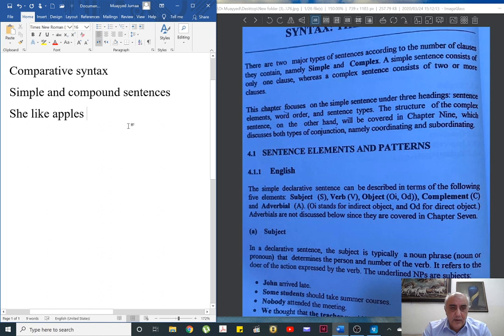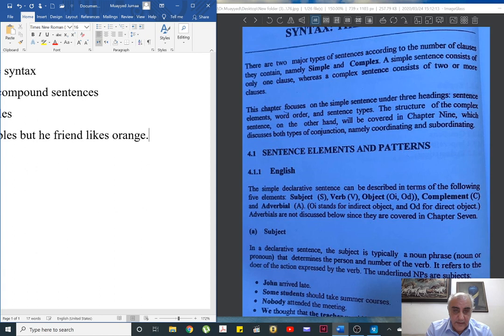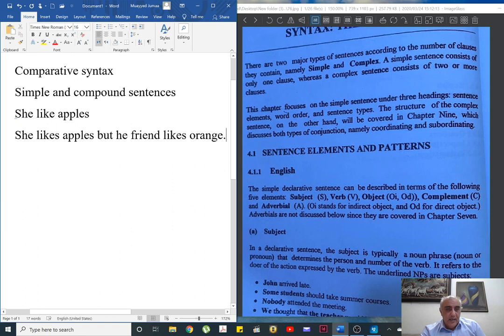If we say she likes apples, but her friend likes, for instance, orange. Now, in order to distinguish between these two types of sentences, we can clearly see that the first sentence, we have the subject, the verb, and the object. She likes apple, but her friend likes orange.